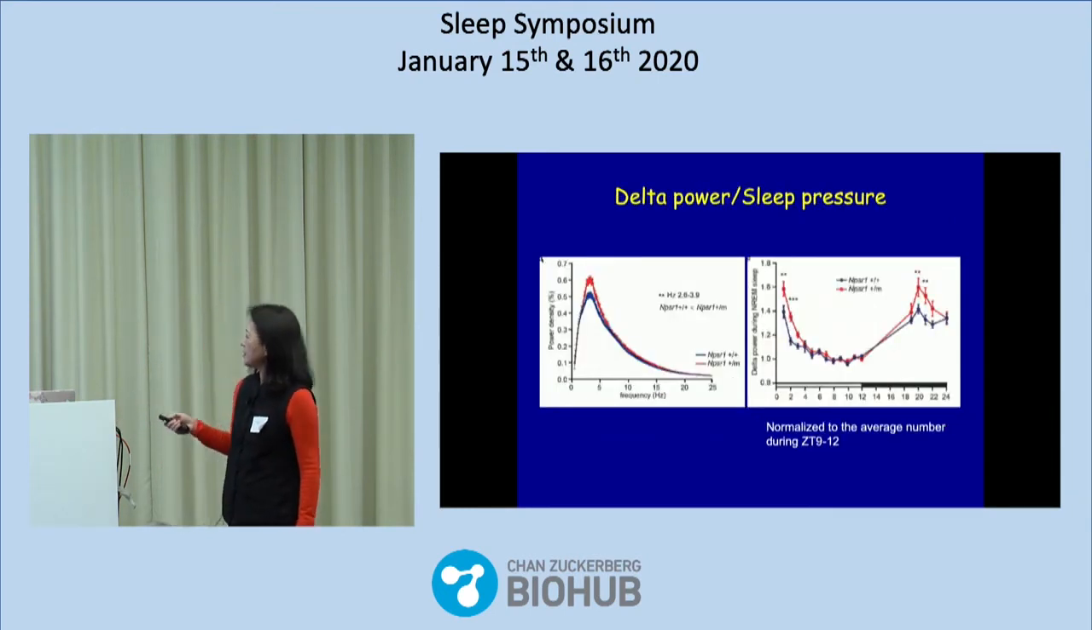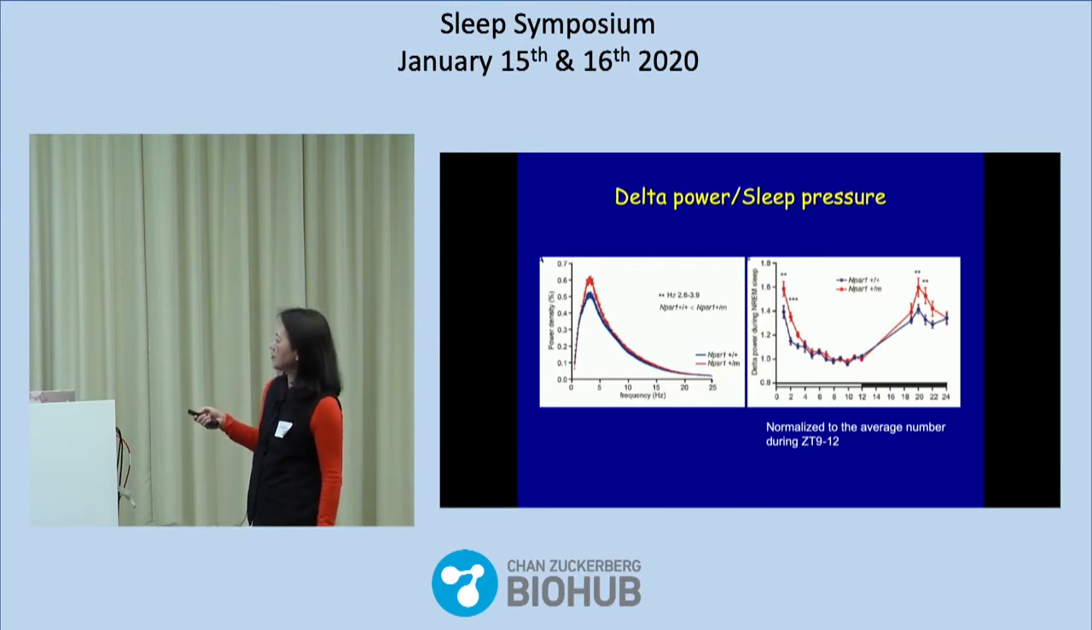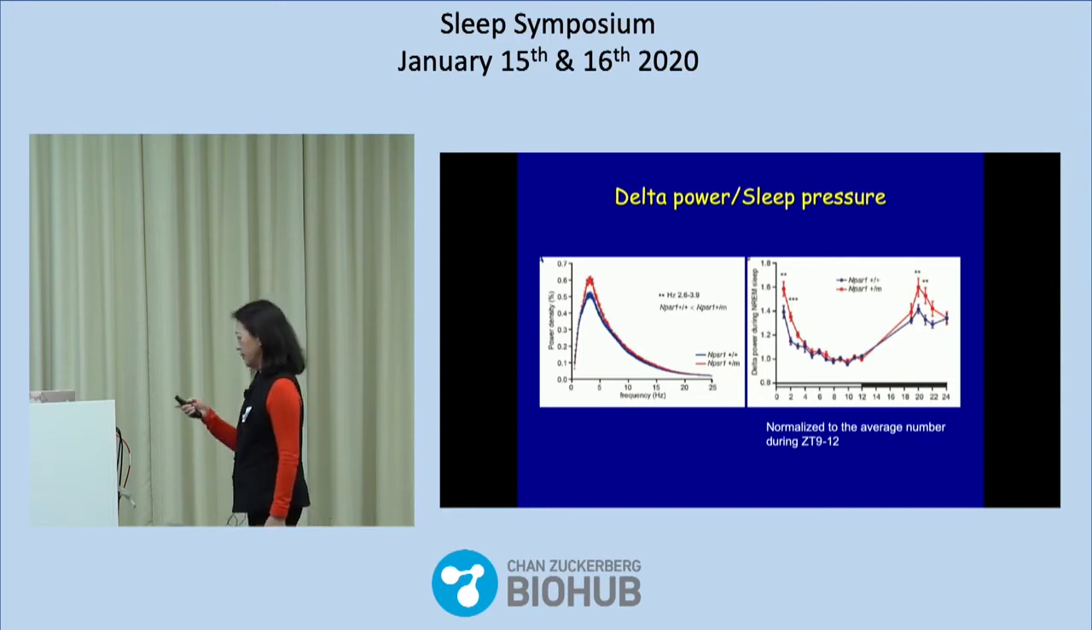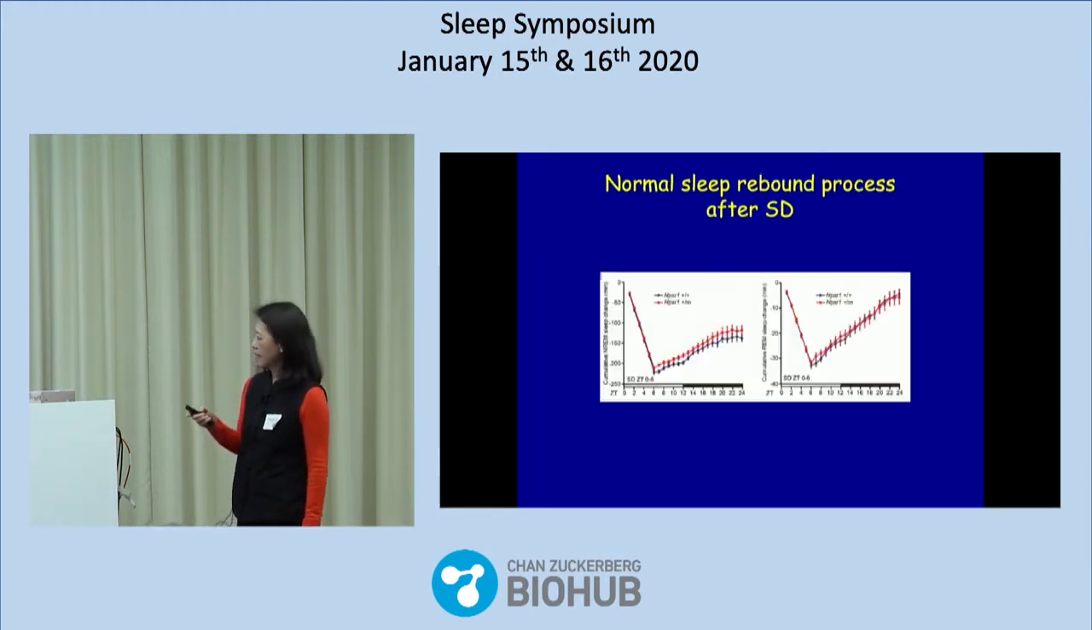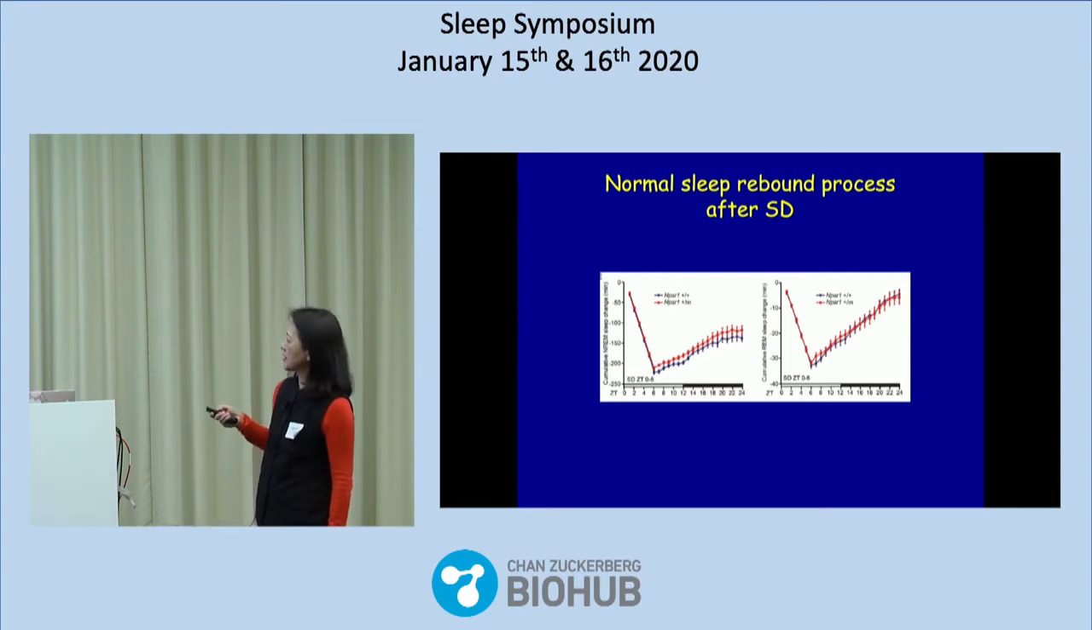Now again, for MPSR1, we found that the mutant at the end of the dark phase, in other words, at the end of their active phase, has higher delta power than the wild-type mice. So for both ADRB1 and MPSR1, we found that the mutant mice, and probably humans, can sustain higher sleep pressure than the wild-type mice, or than the rest of us. But if we look at their sleep rebound after sleep deprivation, we found that their sleep rebound is normal.